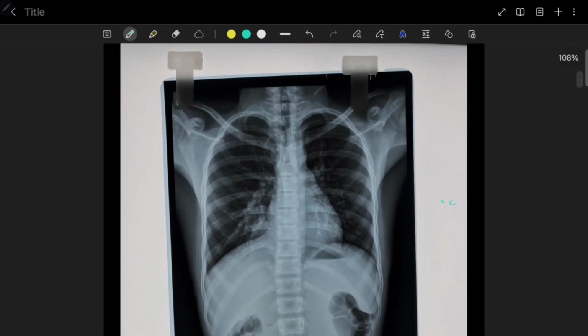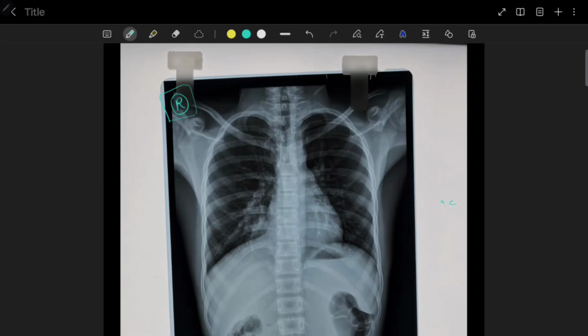After that you have to determine the side of the X-ray. At first, the right or left side is written on the X-ray itself. Here it is the right side. If the side is not determined in the X-ray, you have to see some other features. What are the structures you see to determine the side?